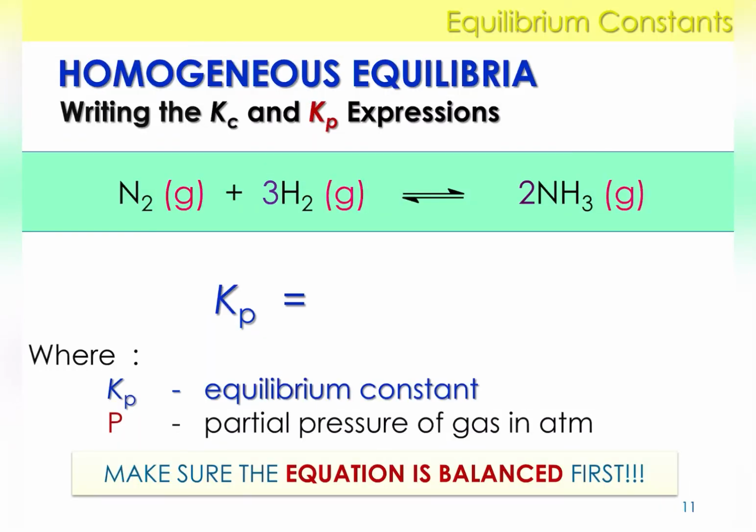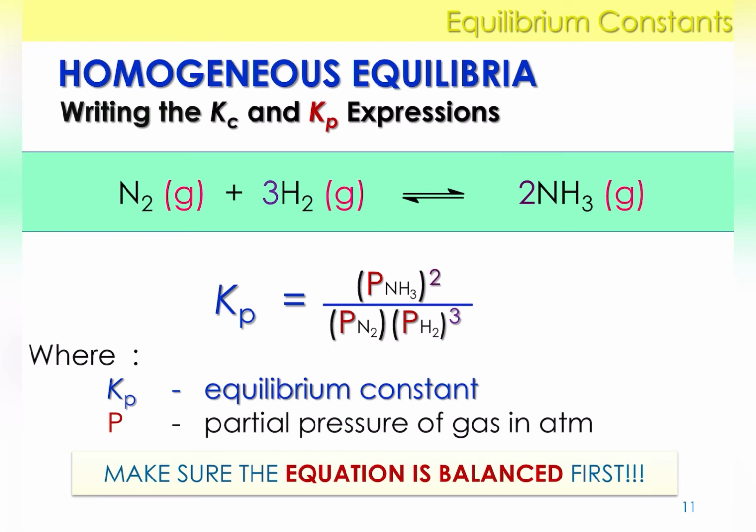The next example, I got the reversible reaction between N2 gas plus 3H2 gas reversible with 2NH3 gas. So make sure the equation is balanced and all species are in the gas phase. So when you want to write the Kp expression, the top one for your product, so P in bracket for NH3 to the power of 2, over P in bracket for nitrogen, times P for hydrogen in bracket to the power of 3. And make sure you know how to balance the equation.